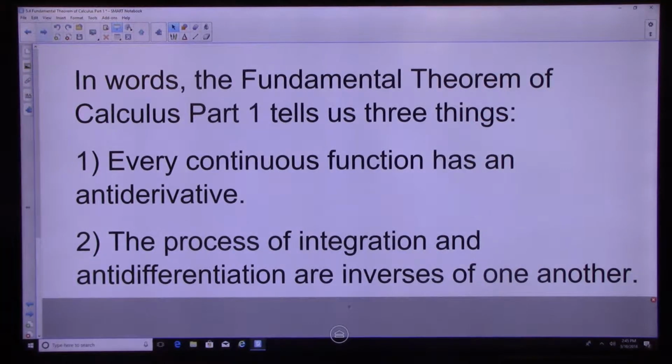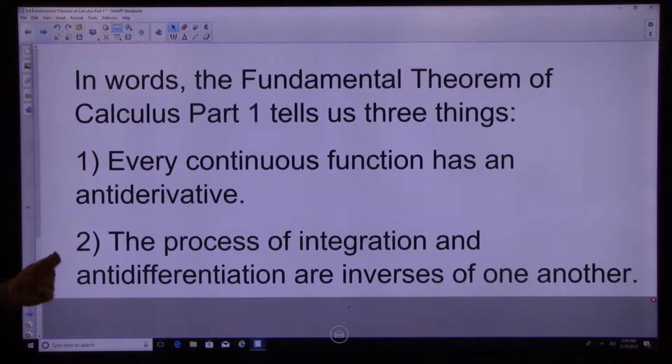So in words, the fundamental theorem of calculus, part 1, tells us 3 things. Here are the first 2. It's telling us, 1, that every continuous function has an antiderivative. That was the first part of part 1. And 2, it says the process of integration and antiderivative, my bad, let me say that again. The process of integration and antidifferentiation are inverses of one another.